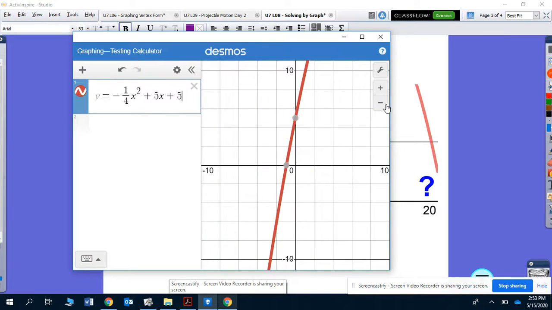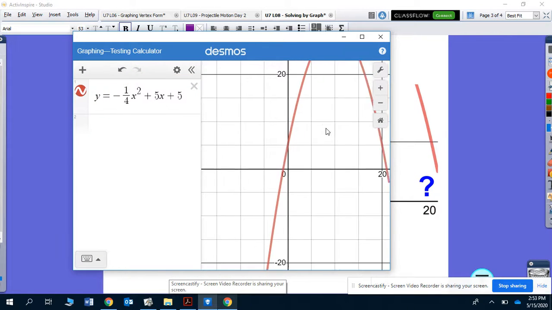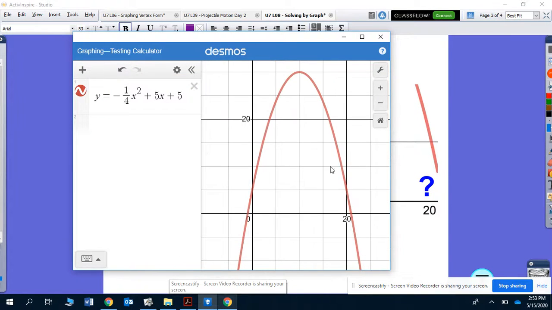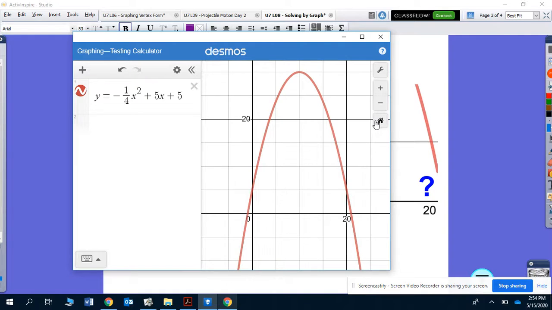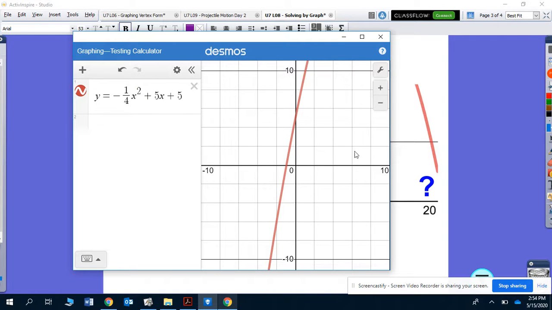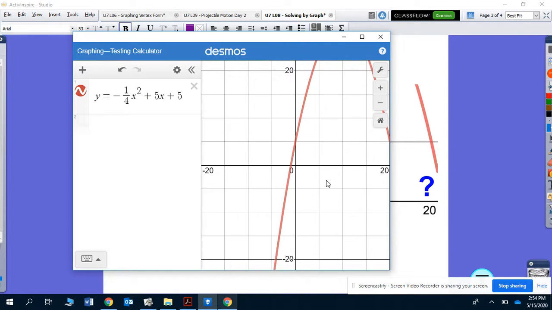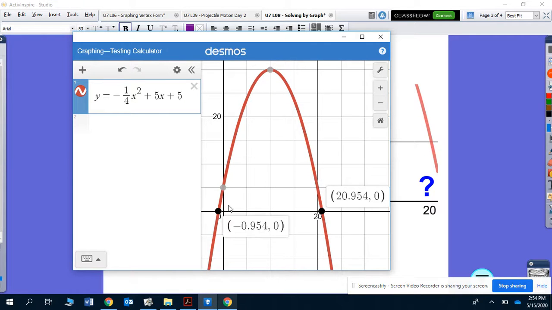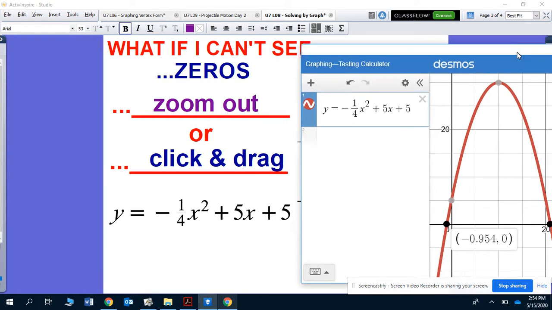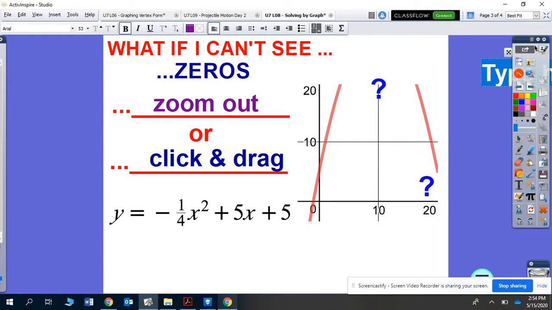So on my screen here, I'm going to zoom out a little bit, and I can start to see them there. So I'm going to click and drag at the end. Now I get this full picture of the parabola, right? So with the home screen, I couldn't see what was going on. So I chose to zoom out a little bit, and then I clicked and dragged, and I can see now what my parabola truly looks like. So that's what happens if you can't see your zeros.